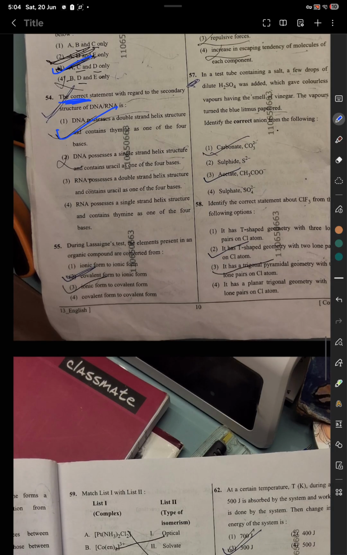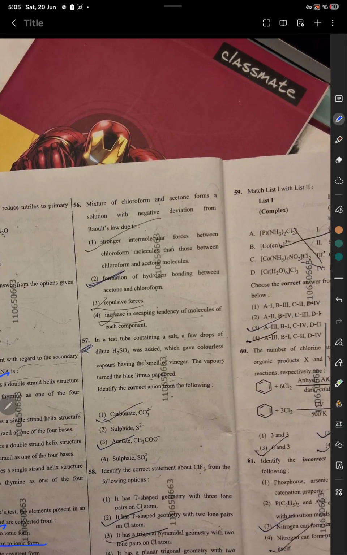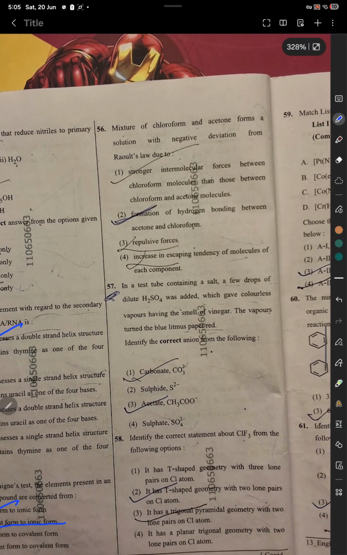Question number 55, during Lassaigne's test, the elements present in an organic compound are converted from option number 2, covalent form to ionic form. Question number 56, mixture of chloroform and acetone forms a solution with negative deviation from Raoult's law. So option 2 is correct, formation of hydrogen bonding between the acetone and chloroform.